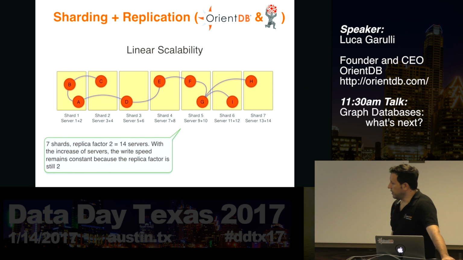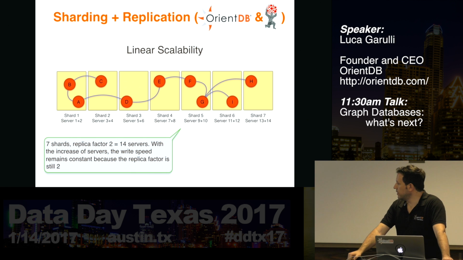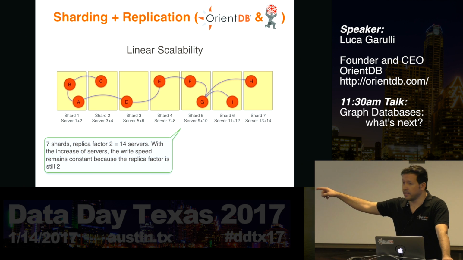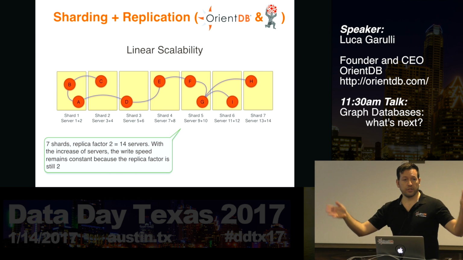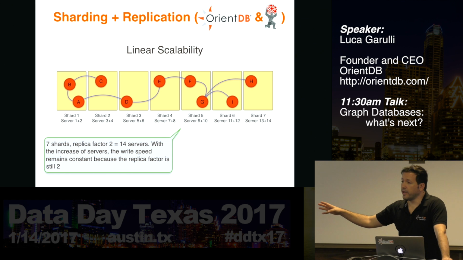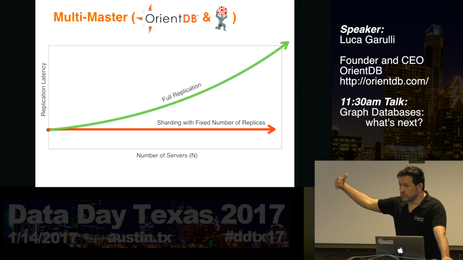In this way, I can be super scalable with a lot of servers without paying a lot of replication cost, because the replication factor stays at 2. So every single record is replicated just 2 times, no matter how many servers or shards you have. This is the only way we can scale up with multi-master replication. So, thanks to sharding, by properly sharding the database, I can have a constant cost of replication even if I have 1,000 servers.